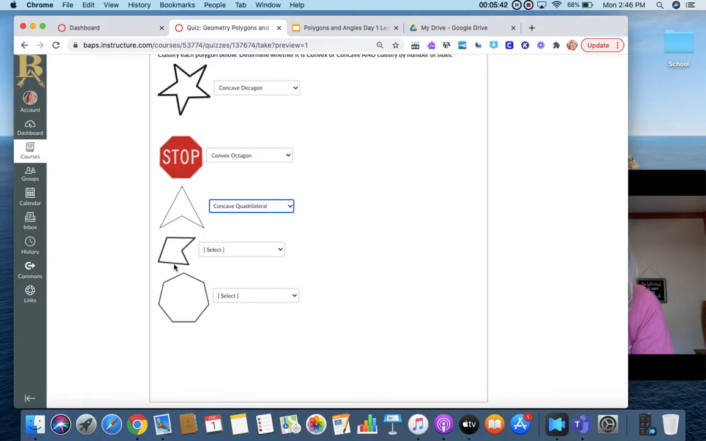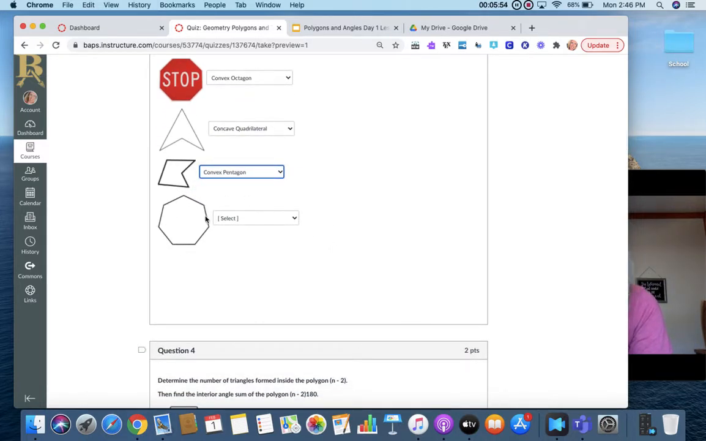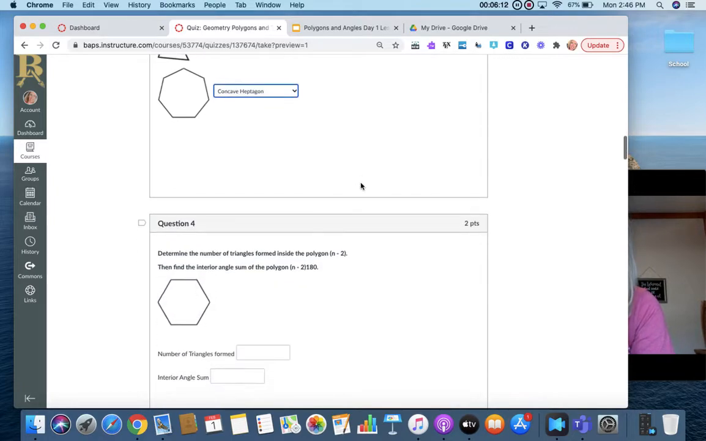This has 1, 2, 3, 4, 5 sides. Do you see where it caves in? Concave. What's a 5-sided figure called? Hope you said pentagon. This is convex. It does not cave in anywhere. This has 1, 2, 3, 4, 5, 6, 7 sides. So it's convex. What's a 7-sided figure called? It is called a heptagon with a T, heptagon.